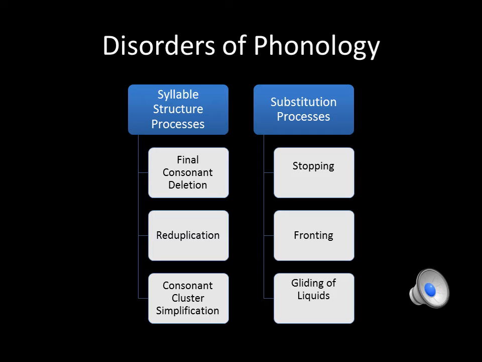The next category that we look at is substitution processes. This is when we move sounds from one place to another or one class to another class. So for example, stopping is when a child should be saying a fricative, but they're saying a stop. So vacuum or dis instead of this. I'm sure you've heard children say that.